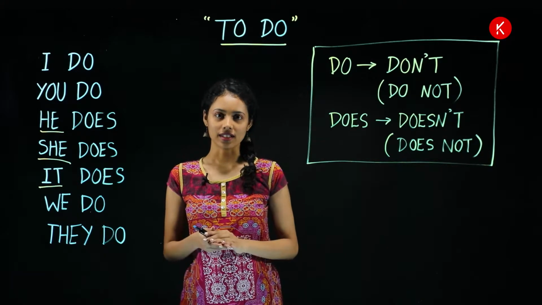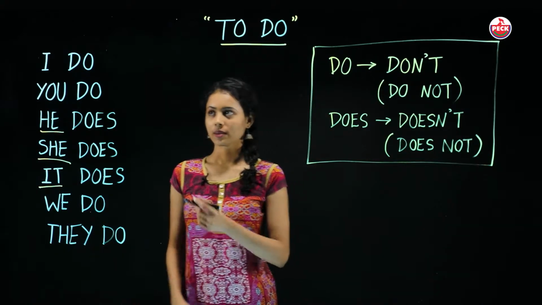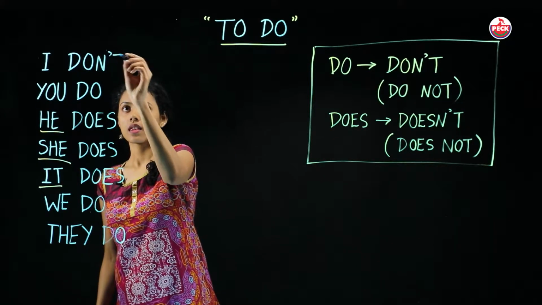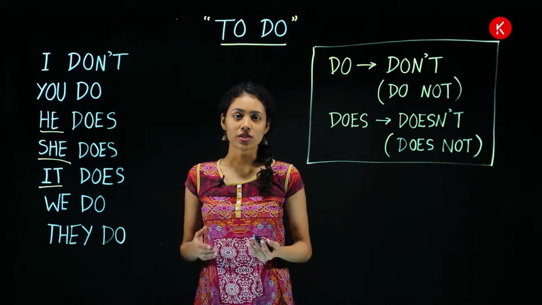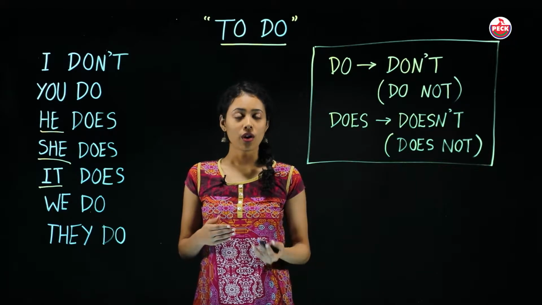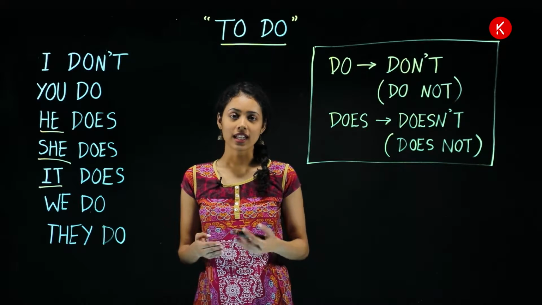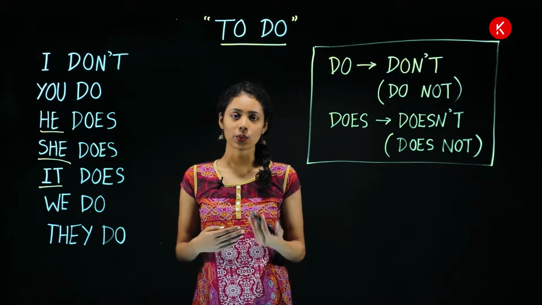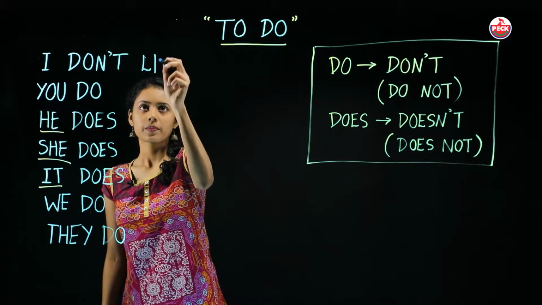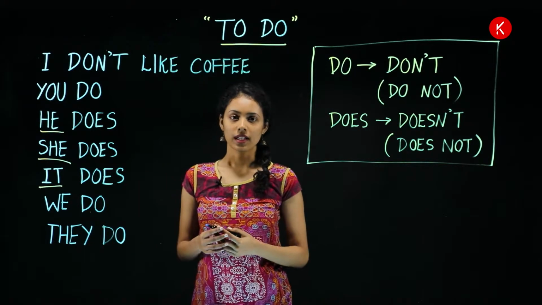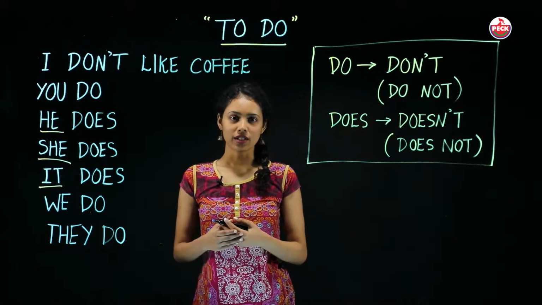Now, let's get started. So I do will become I don't. For example, you can say, I don't drink coffee. You can also say, I do not drink coffee, but since don't is shorter and easier for writing and speaking, we say don't. So you can say, I don't like coffee. Similarly, if you're talking to somebody, you can say, you don't like coffee.